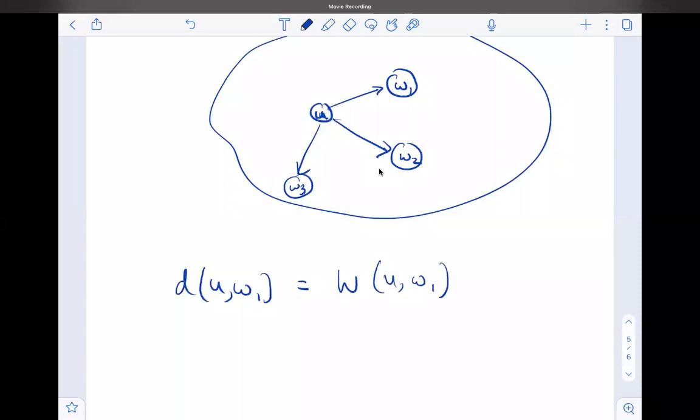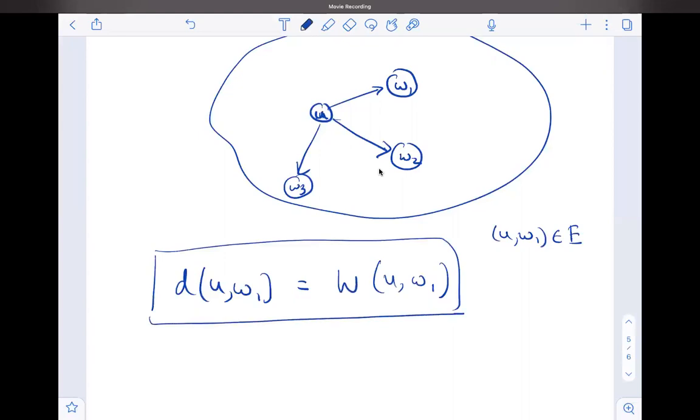So for the initial step, this is when u comma w1 is an edge. This is what you are saying, right? Yes, sir. Okay, think a little bit. Can you guys think? Is this actually correct? You are making an assumption.